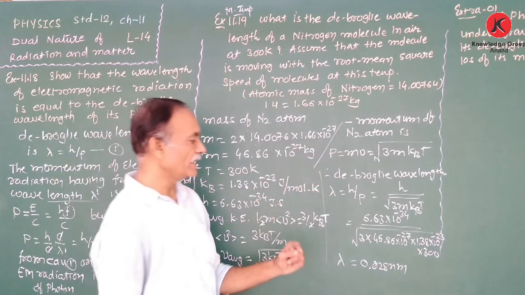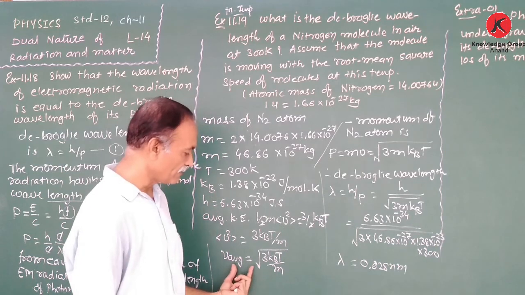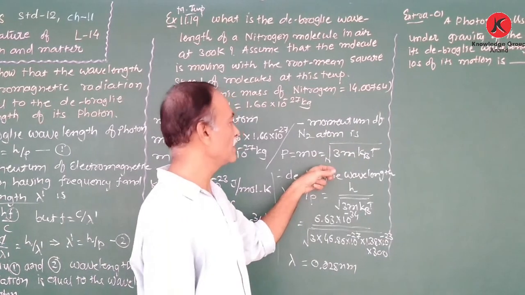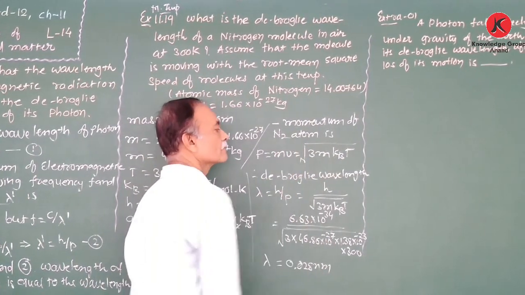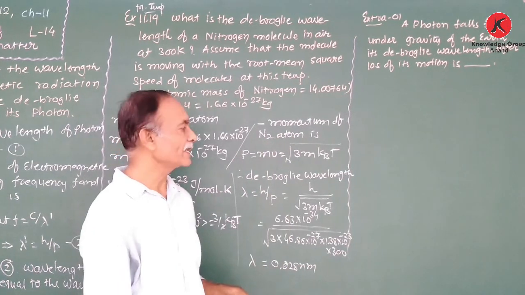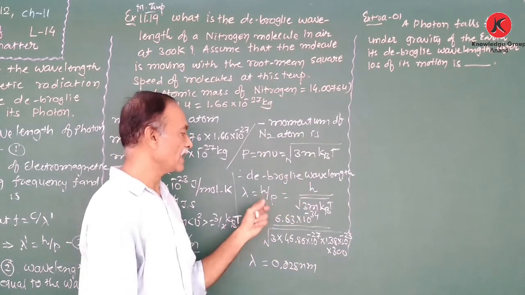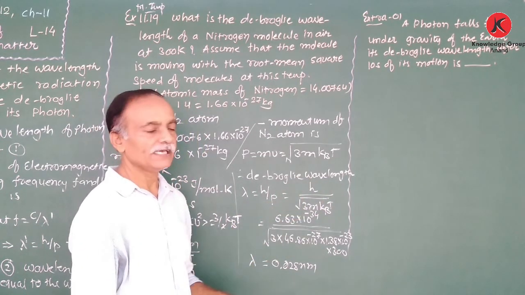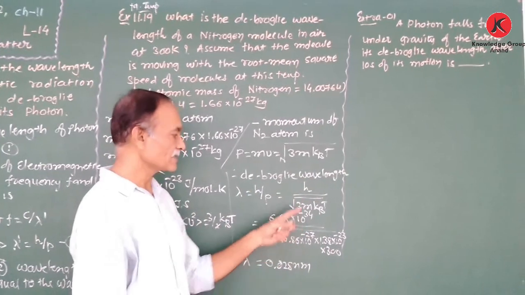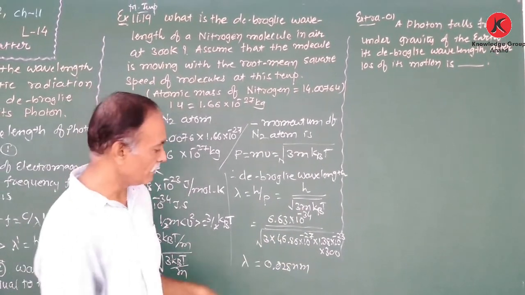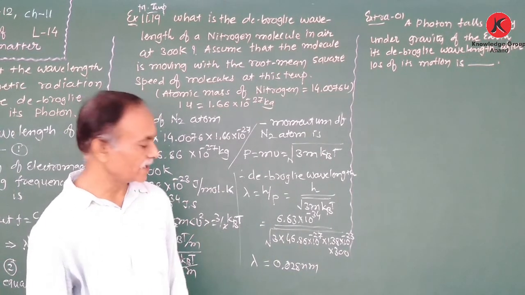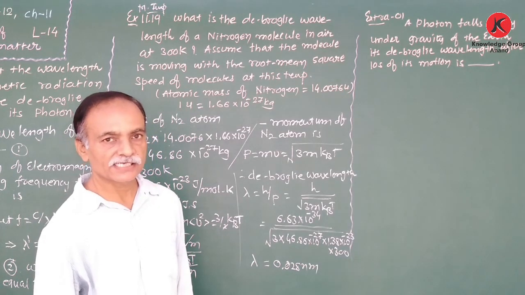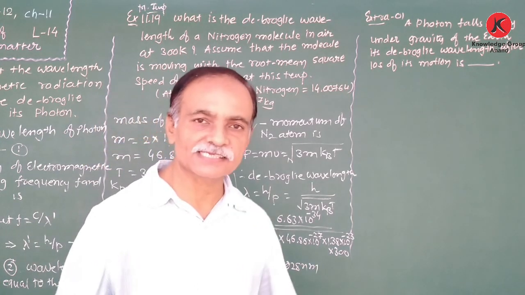To find the de Broglie wavelength, momentum is required. Therefore, we multiply both sides by m. The momentum of the nitrogen molecule is p equal to mv, which is equal to under root of 3 m kBT. Now, the de Broglie wavelength lambda is equal to h upon p. Substituting the value of p, lambda is h upon under root of 3 m kBT. Now substitute the values of the constants and quantities. We obtain the de Broglie wavelength of the nitrogen molecule as 0.028 nanometer. Clear this? Here the numericals of illustration and exercise are completed.